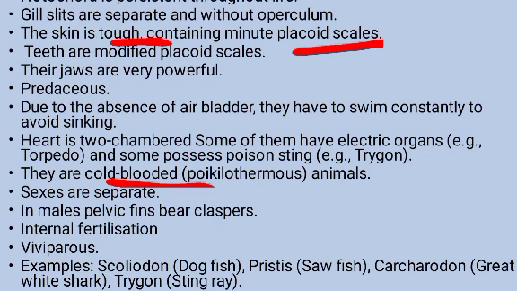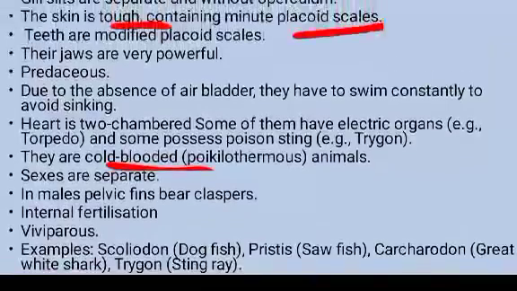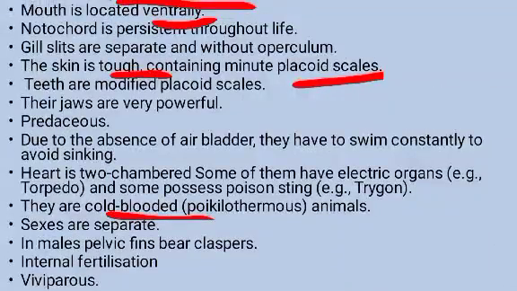Then the fertilization is generally internal fertilization. Inside the female body, the fertilization takes place, and they are viviparous. Viviparous means they give birth to young ones. Okay, they give birth to young ones. So examples: scoliodon is there, sawfish is there, trigon, stingray, or electric ray is there.